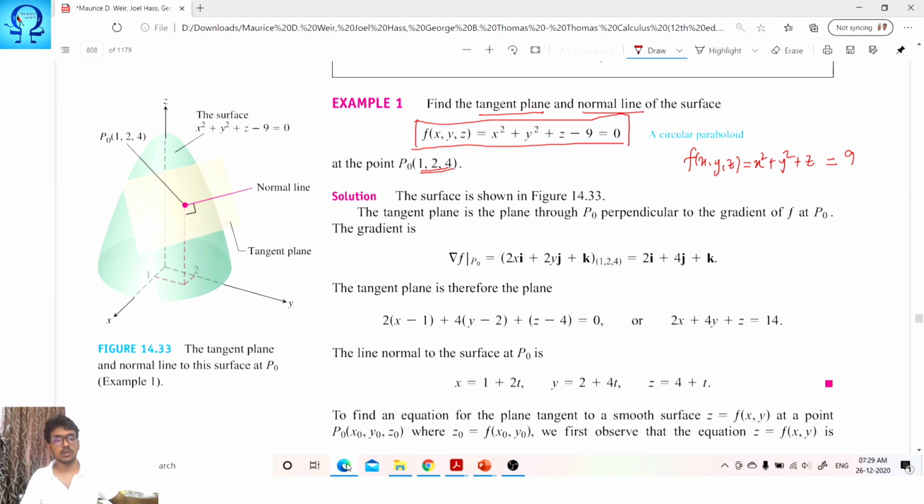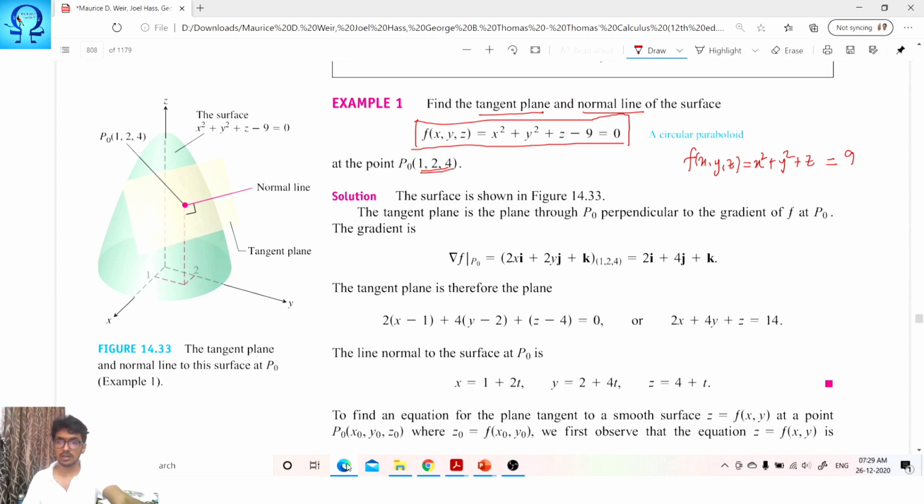If you draw a tangent plane here, you are going to get this one, and the normal line is this one. We have to calculate all these things not by using geometrical ideas, but using the gradient vector idea. So first of all, identify your gradient vector.